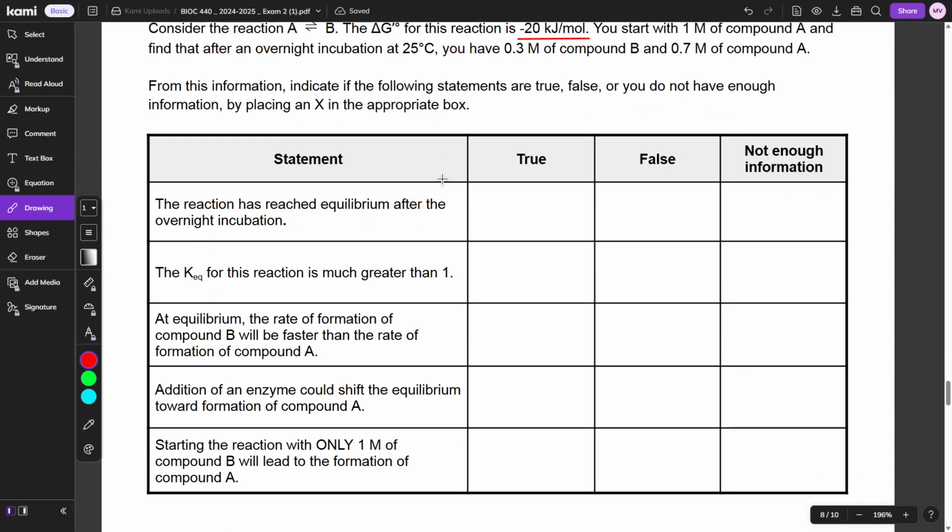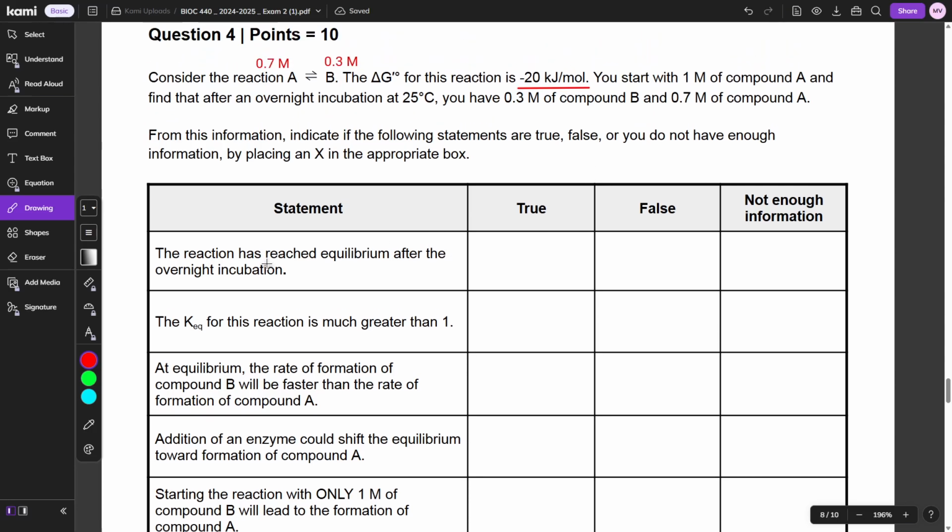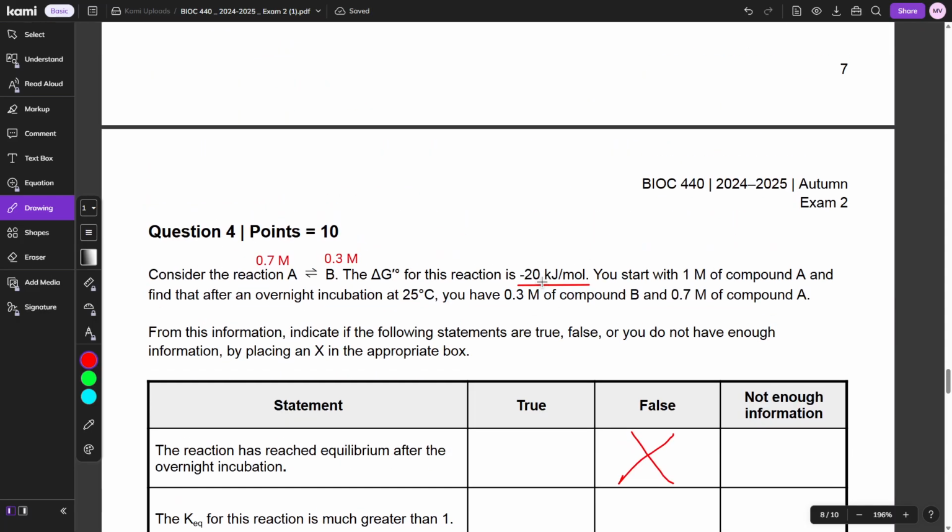Other than that, though, we just got to go through the questions and see if our prediction was right. So, the reaction has reached equilibrium after an overnight incubation. No, right? It has not, right? It's not reached equilibrium because if it was at equilibrium, I need more products than reactants, and that is not what I have, right? I've got more reactants than products, right?